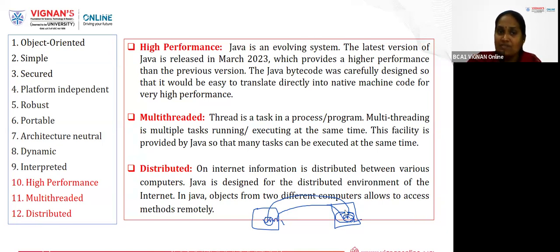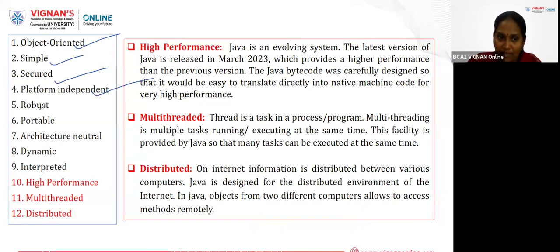features of Java. So what are the features? Object-oriented, simple, secure, platform-independent, robust, portable, architecture-neutral, dynamic, interpreted, high-performance, multi-threaded, and distributed language. Right? Now, these are all the features of Java.